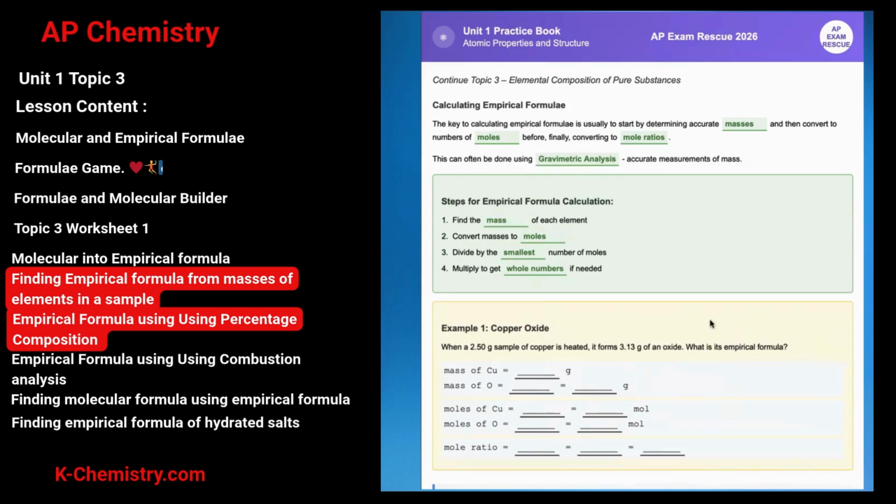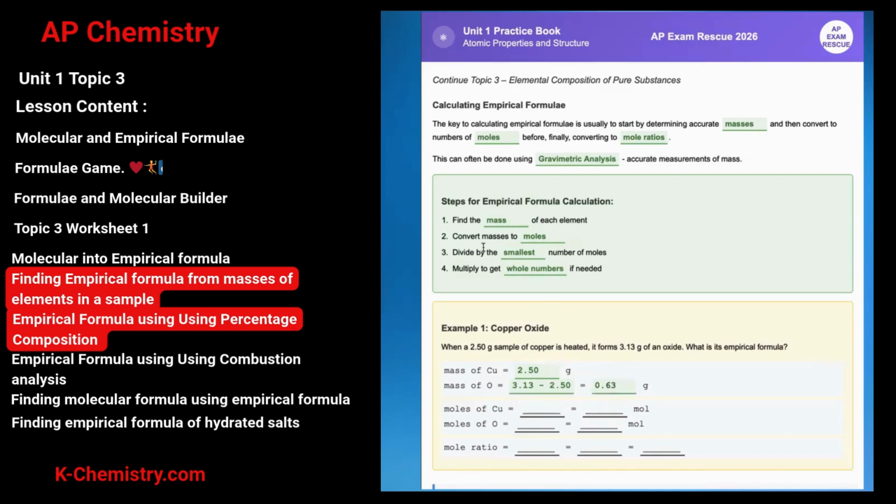So you need to find the mass of every one of them. The mass of copper is 2.50. What about the mass of oxygen? I don't know the mass of oxygen. I have the whole compound, 3.13. So to find the oxygen, just subtract 2.5 from the total 3.13. You will get the mass as 0.63.